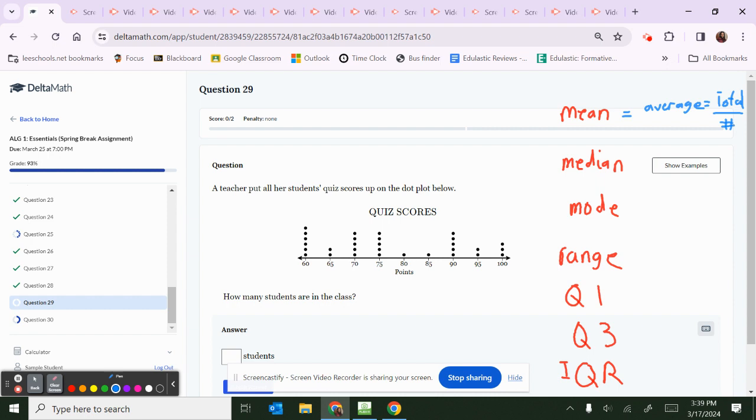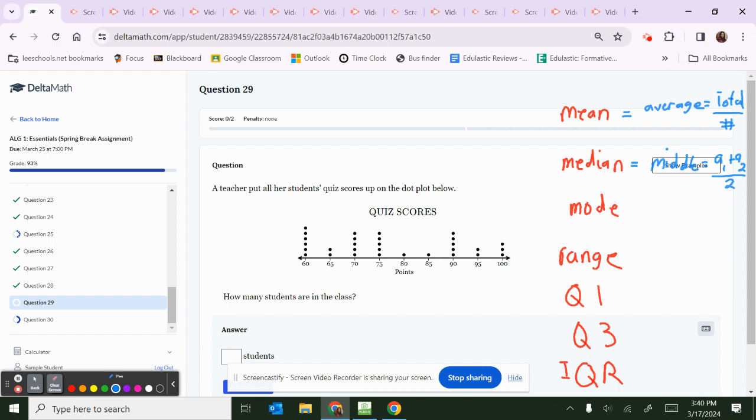The median is your middle number. After you rearrange them from smallest to largest, it's whatever is in the middle. If you have two numbers in the middle, you do the sum of those two numbers divided by 2. So that's the first middle number plus the second middle number, divided by 2.